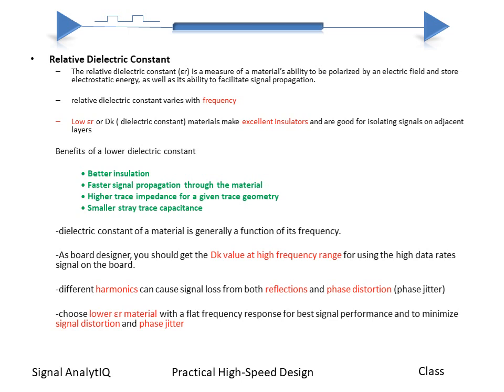Also, the dielectric constant of a material is generally a function of its frequency. So, when you design a board, as a board designer, you should get the Dk value at the high frequency range for the high data rate signal on the board. There are also different harmonics that can cause signal loss from both reflections and phase distortions. It is called phase jitter, because signals will have different harmonics. You should keep in mind to choose a lower dielectric constant material which has a flat frequency response for best signal performance and to minimize signal distortions and phase jitter.